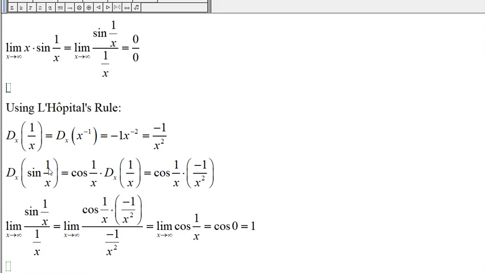Derivative of sine of 1 over x. Recall that the derivative of sine of x is cosine of x, but here we have sine of 1 over x. So the derivative will be cosine of 1 over x, and then the chain rule says we have to multiply by the derivative of 1 over x. Derivative of 1 over x is negative 1 over x squared.